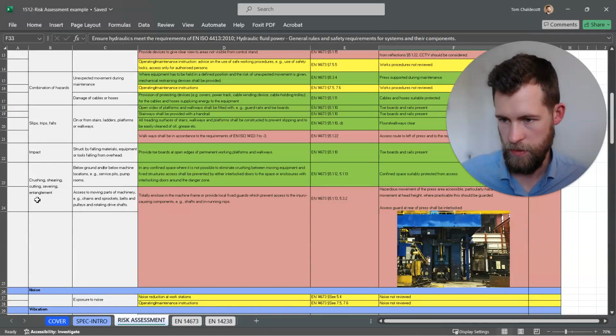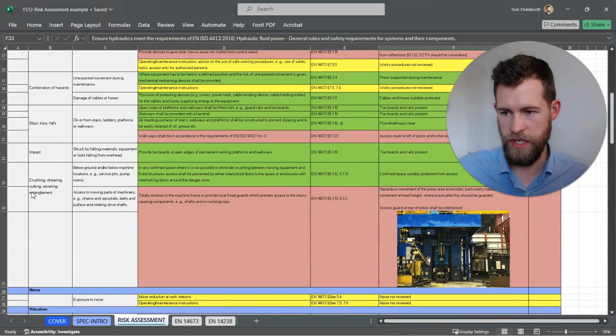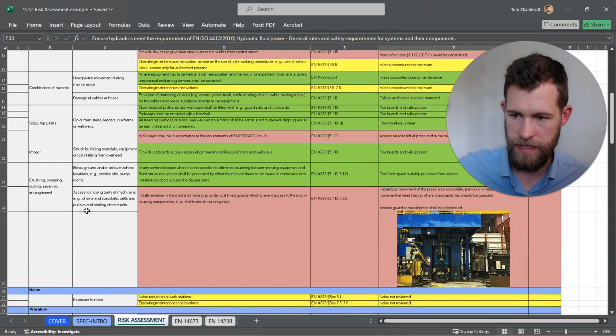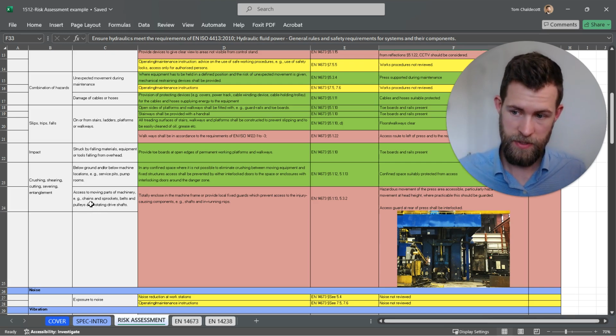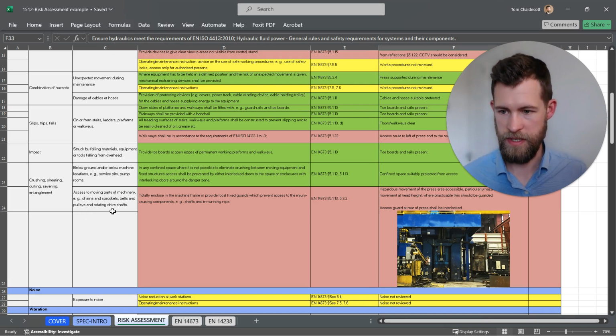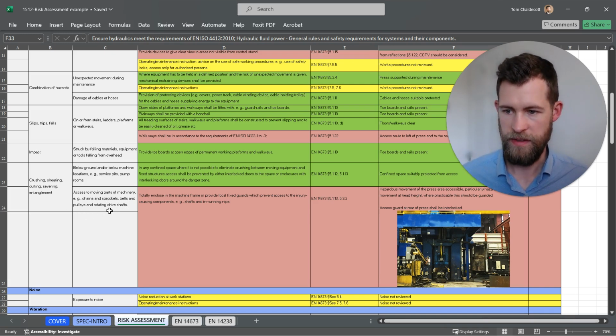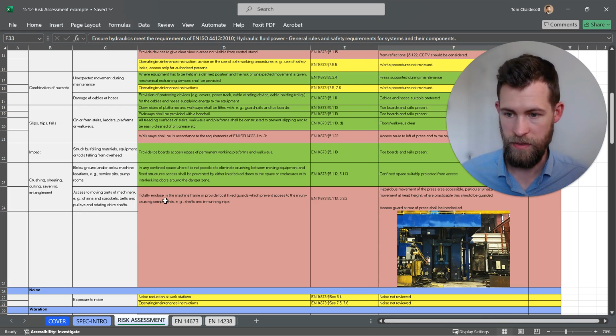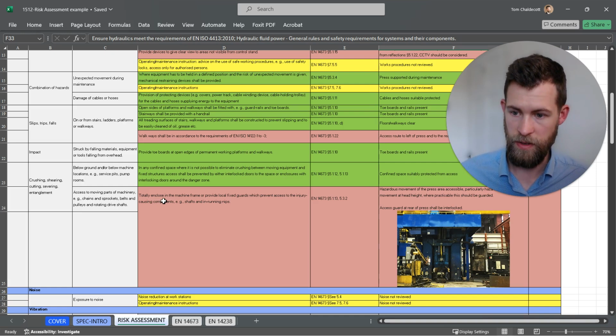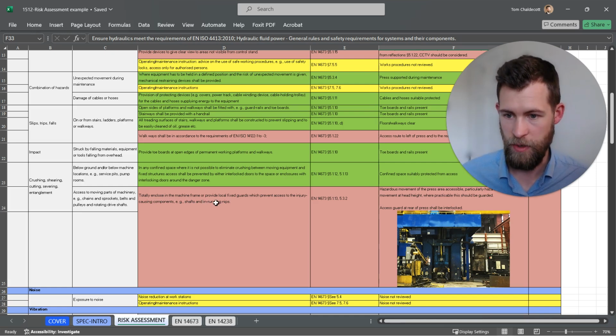Okay, so here's another example. Again, this is another crushing, shearing, cutting, severing, or entanglement hazard: access to moving parts of the machinery. They've got examples, so chains, sprockets, belts, pulleys, and rotating drive shafts. They need to have limited access. So the standard requires totally enclosing in the machine frame or providing local fixed guards which prevent access to the injury-causing components. And then we've got the citation within the standard here.